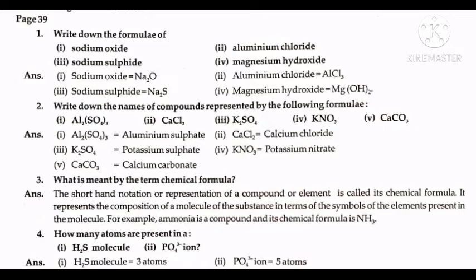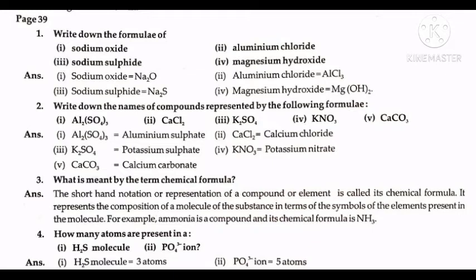Question number 2. Write down the names of compounds represented by the following formulae. First one Al2(SO4)3, second CaCl2, third K2SO4, fourth one KNO3, fifth one CaCO3. Answer, Al2(SO4)3 aluminum sulfate, CaCl2 calcium chloride, K2SO4 potassium sulfate, KNO3 potassium nitrate, CaCO3 calcium carbonate.